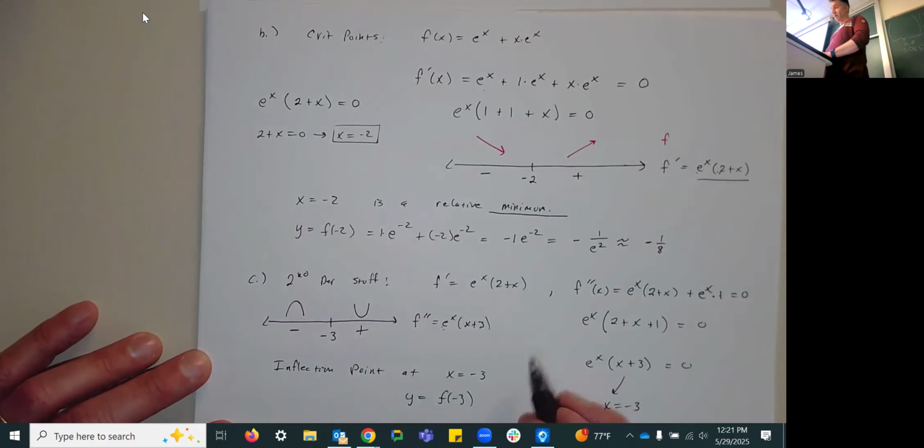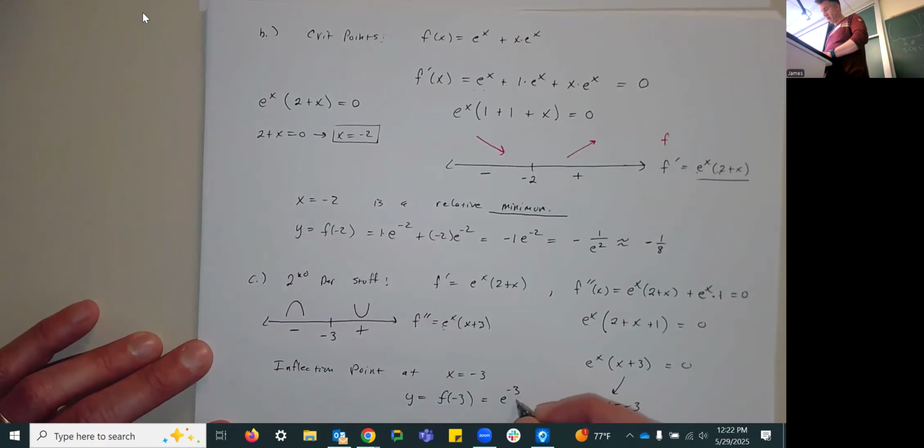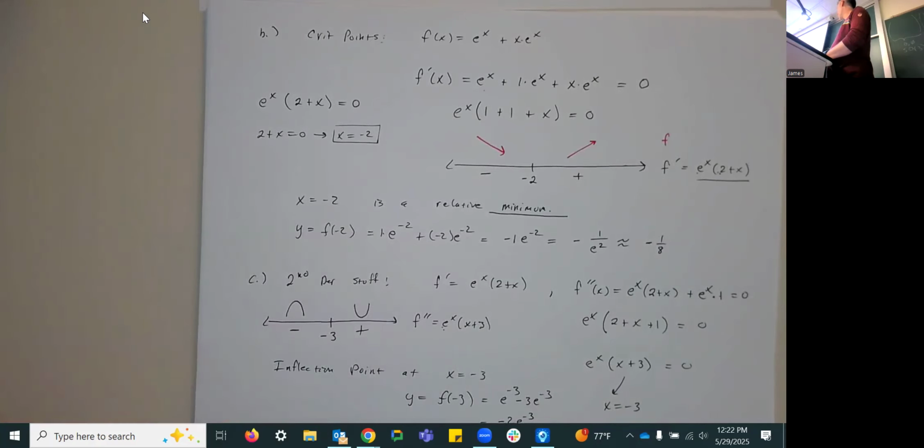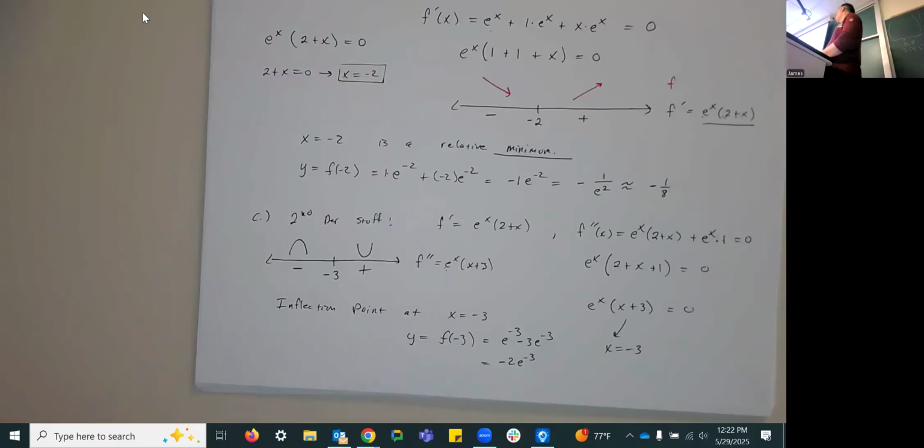Which, if we look back at the original function, is going to be e to the -3 times -3 plus 3... or in other words, -2 times e to the -3. Sorry about that. I don't think it's as important to know what the inflection point y value is. I know I wrote this here, but I'm not even thinking about what that is. I'm just like, it's going to show up when we graph it.